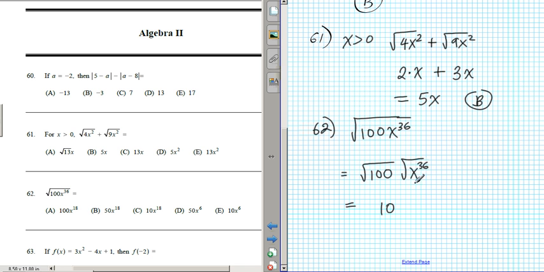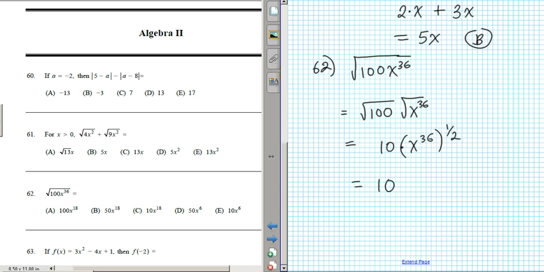And then what is the square root of x to the 36? All you do is x to the 36 raised to the 1/2. So all you're doing is you're dividing the power by 2, right? So it's going to be 10 times x to the 36 over 2. What is 36 divided by 2? 18. So you're going to have 10x to the 18. All right? So there goes your answer, which is C. So just remember, anytime you're taking the square root, you're dividing the power by 2.